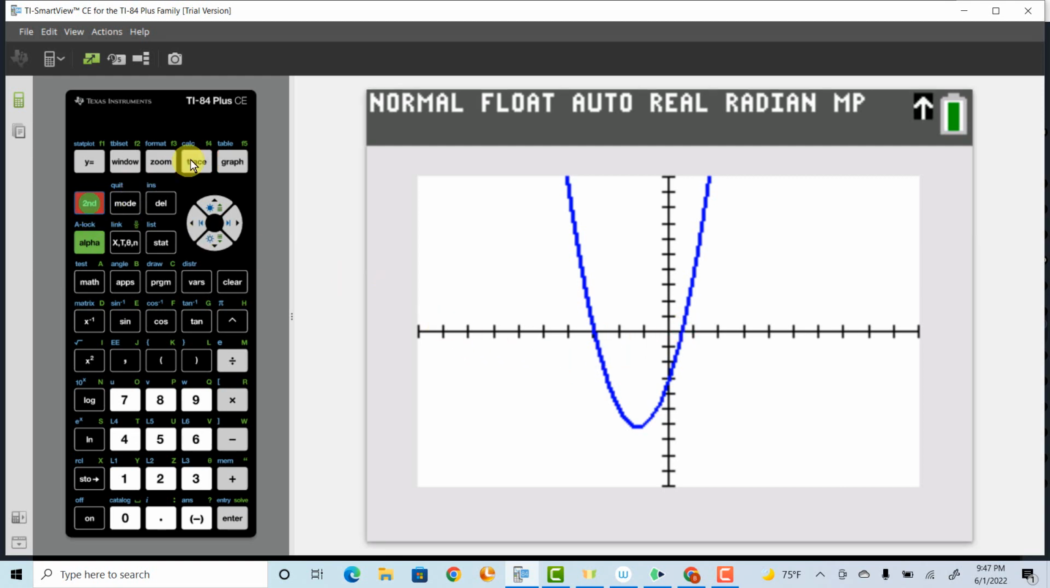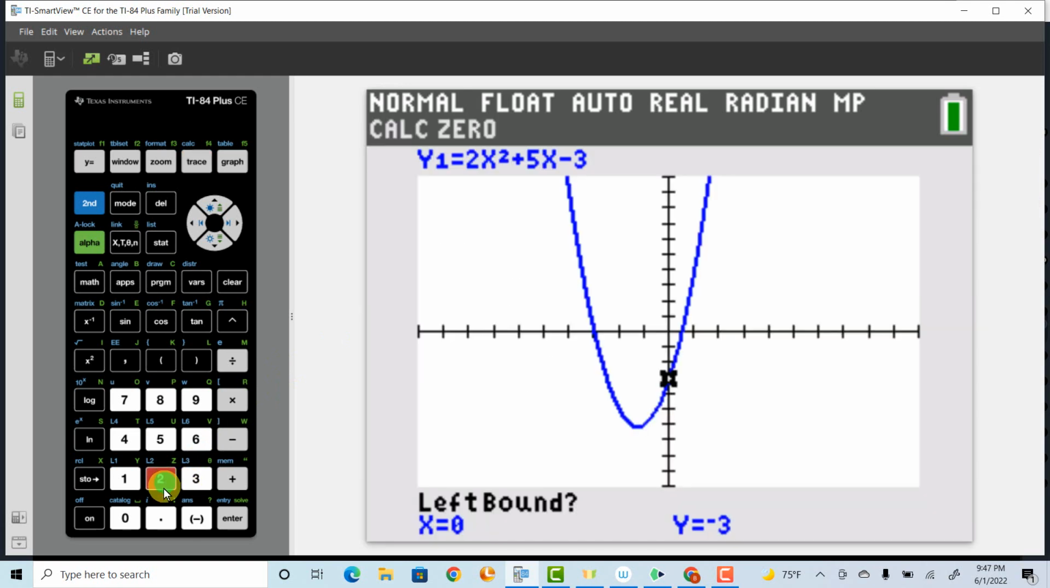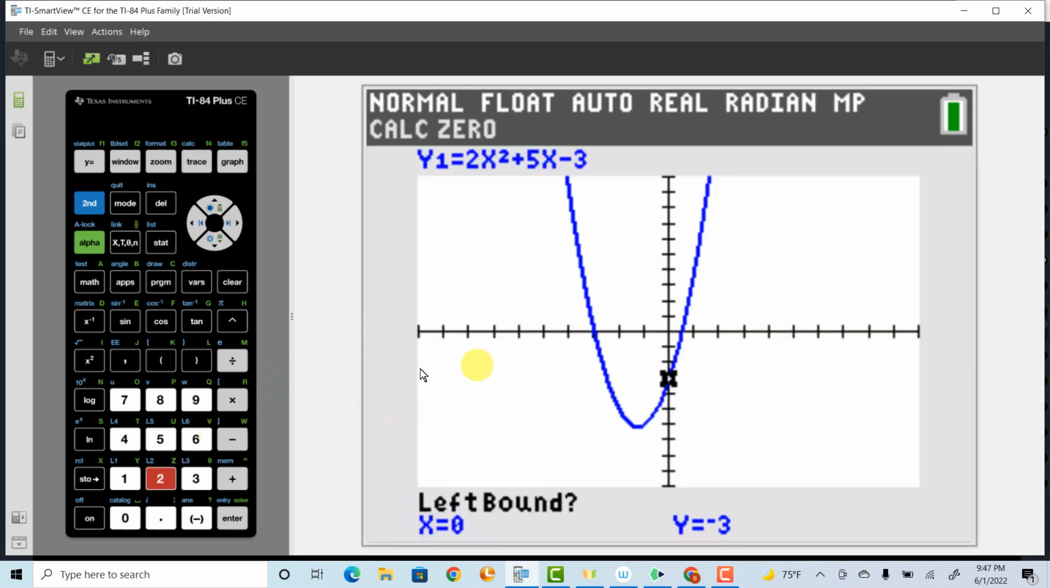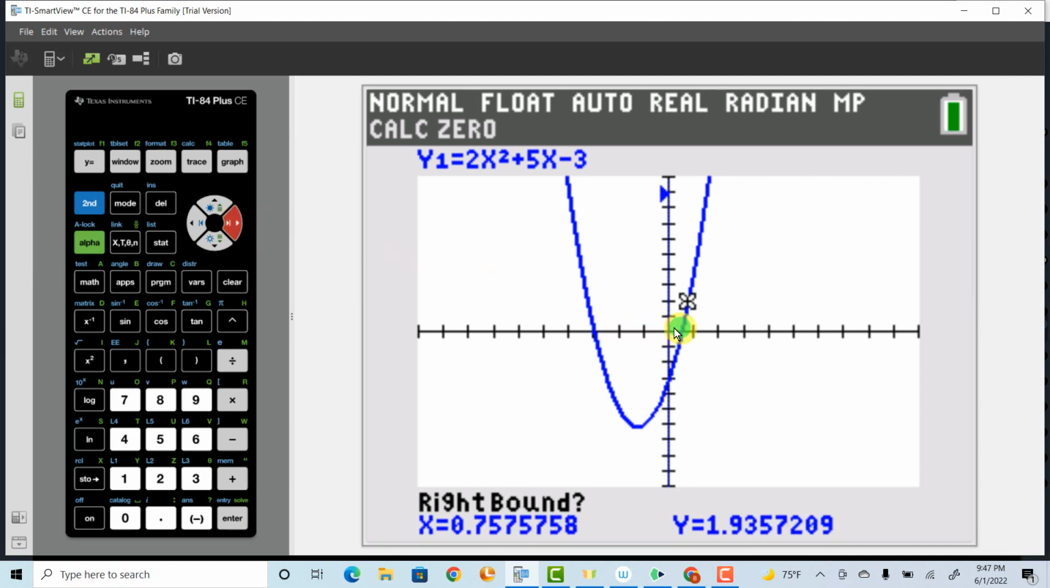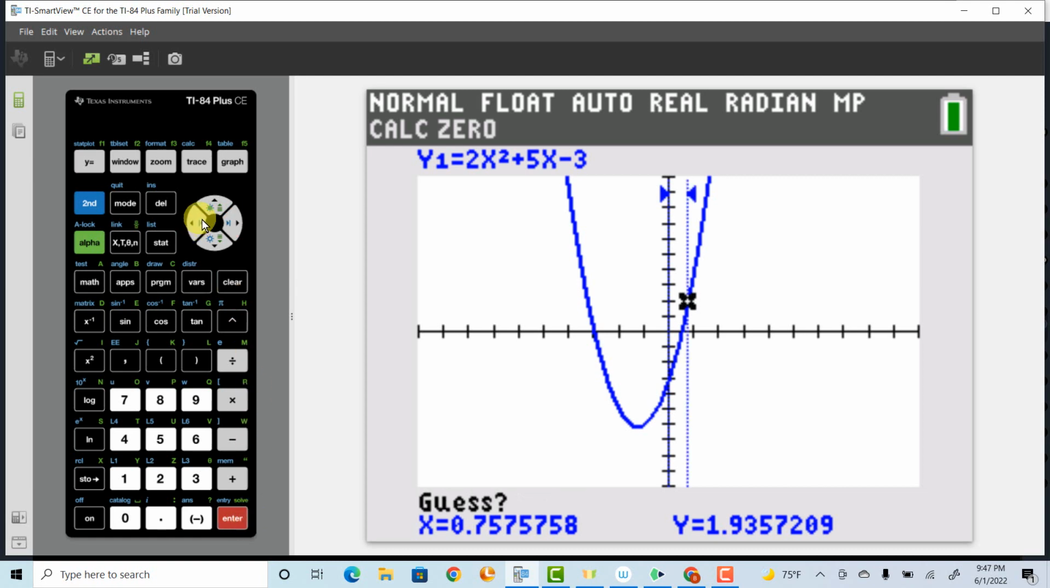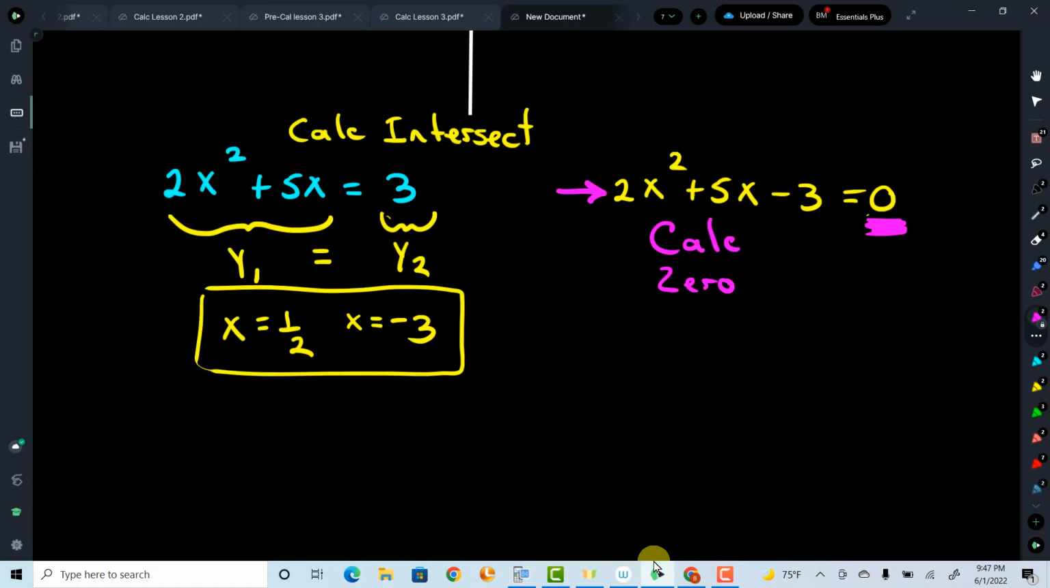Okay, now we're going to calculate where it crosses the x-axis. So we do calculate 0. It's asking for a left bound, so I need to be to the left of that point. So I'll press enter. And then it's asking for a right bound, so I need to be to the right of that point. So I'll press enter. And then it wants a guess, so we're going to move closer and press enter. And sure enough, I got 1/2. That was one of my solutions, 1/2 right there.